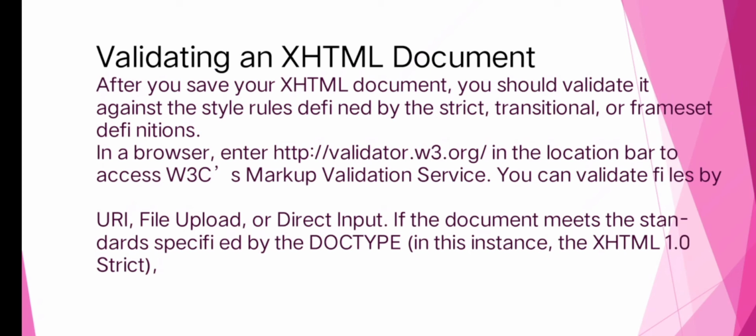Validating an XHTML document. After you save your XHTML document, you should validate it against the style rules defined by the strict, transitional, or frameset definition. In a browser, enter this link in the location bar to access the W3C markup validation service. You can validate files by URI, file upload, or direct input. If the document meets the standards specified by the doctype, it passes validation.